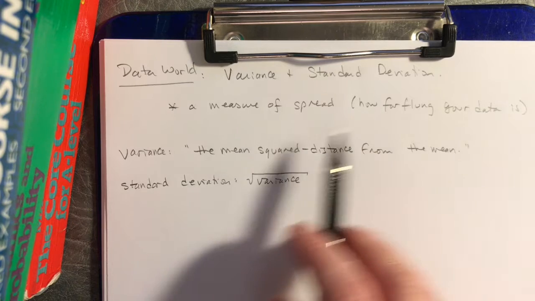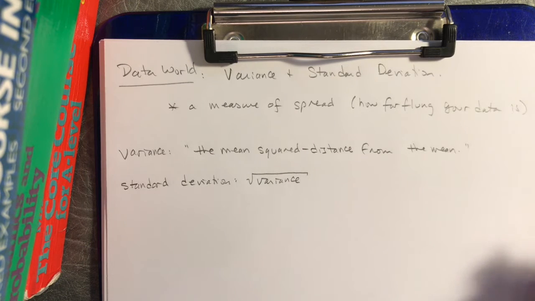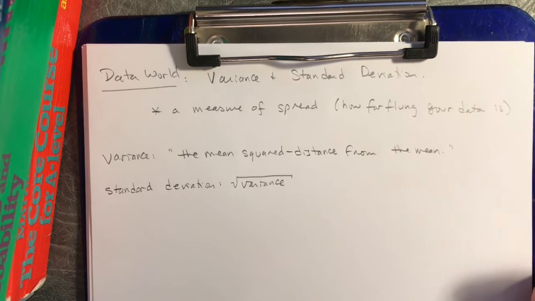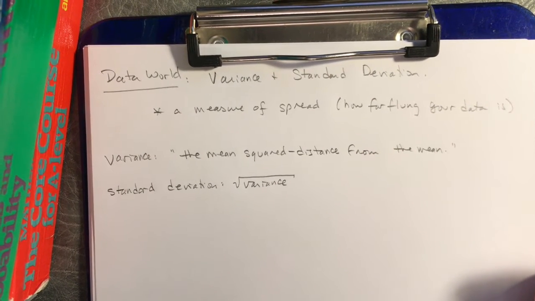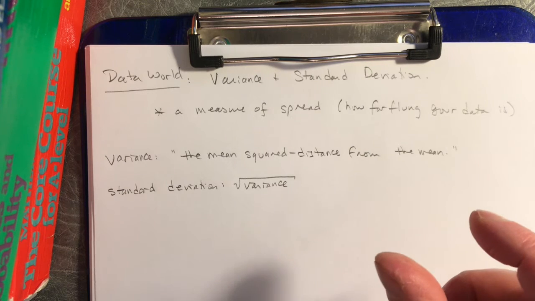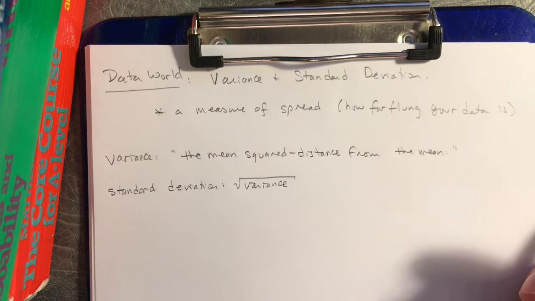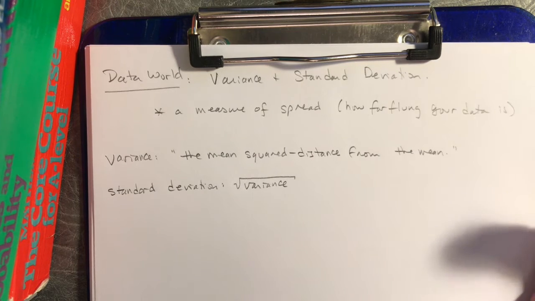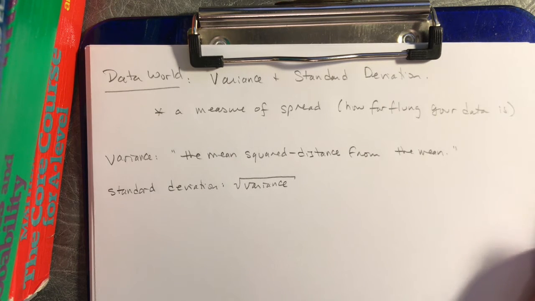Spread means how far flung your data is. In GCSE, we learn about range as a measure of spread. That's your biggest point minus your littlest point, and that's a pretty chunky measure of spread. We also learn about interquartile range, which is like the middle 50% of your data, which gives you what the middle bulk is doing. That's another idea of spread. Variance and standard deviation is another way, again, to talk about spread.